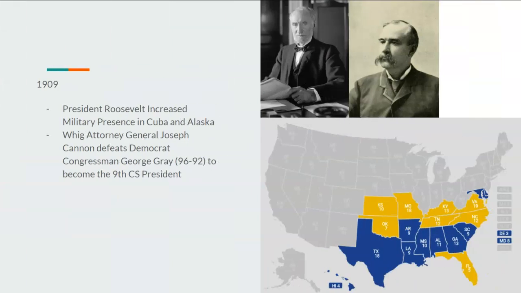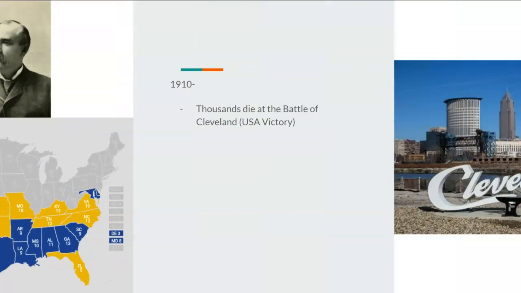In 1909, President Roosevelt increases military presence in both Cuba and Alaska. So there's his thing going on. And for the 1909 Confederate election, Whig Attorney General Joseph Cannon defeats Democrat Congressman George Gray, 96 to 92, to become the 9th Confederate president, the first Whig to win an election in the Confederacy. This is big for the Whig Party. This is their first presence on the stage.